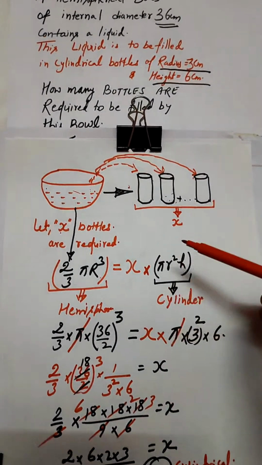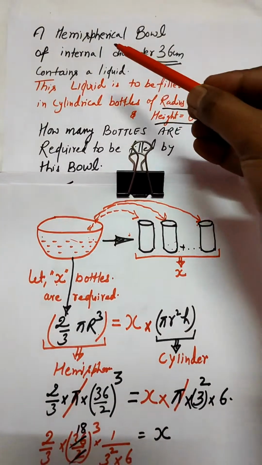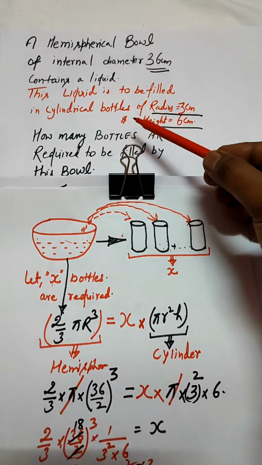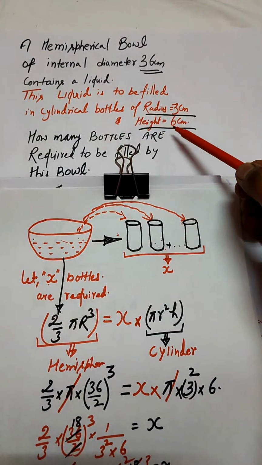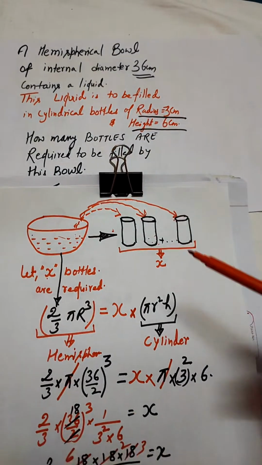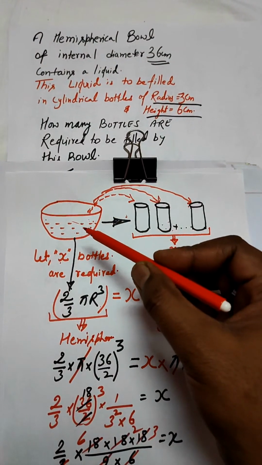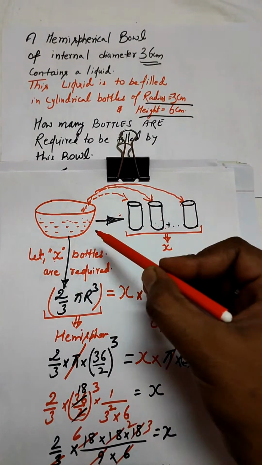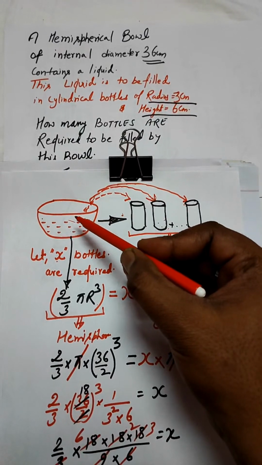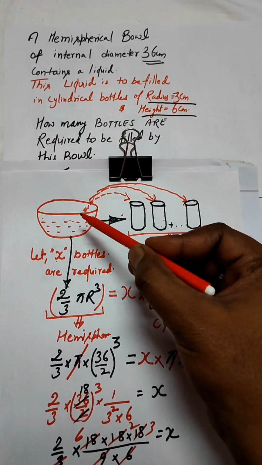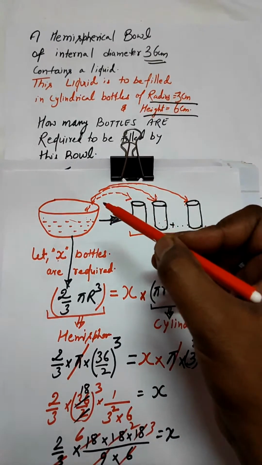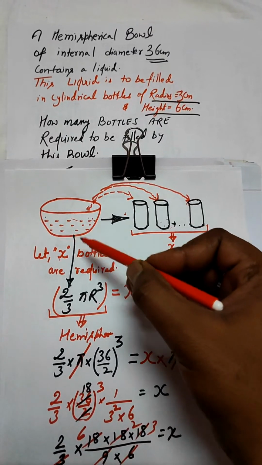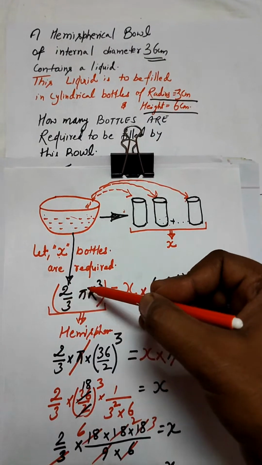I am going through the question very quickly over here. A hemispherical ball of internal diameter 36 centimeter contains a liquid. This liquid is to be filled in cylindrical bottles of this radius and this height. How many bottles are required to be filled by the liquid contained in this ball? Now, let us assume that such number of cylindrical bottles will be x, right? You know that the liquid poured into this hemispherical ball will acquire the volume of this hemispherical ball. So just apply this thought and we can understand the liquid will carry the volume, right? So that's why we consider the volume of this hemispherical ball as 2 by 3 pi r cube.